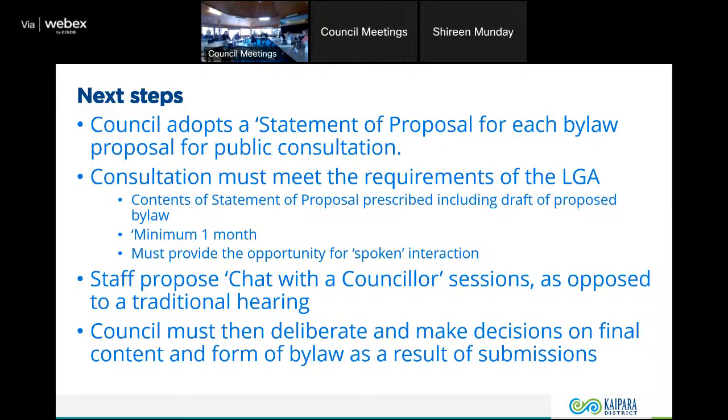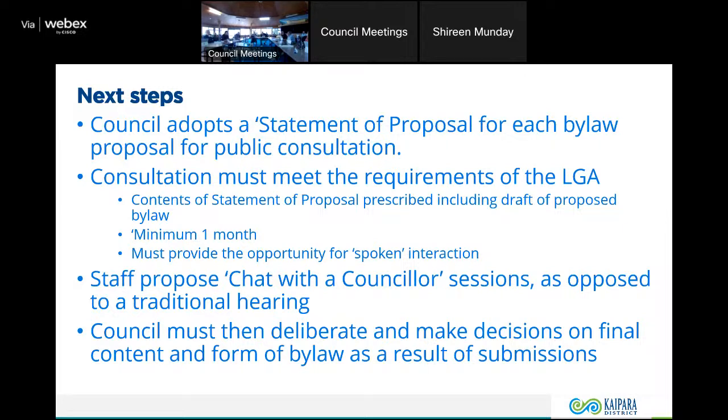Right, carry on. So the next step is council will adopt a statement of proposal for each bylaw proposal for consultation. Consultation must meet the requirements of the LGA. Staff propose chat with the councillor sessions instead of traditional hearings. We were asked a question about the actual cost differences between the chat with the councillor option for hearing verbal submissions and the traditional hearing panel.